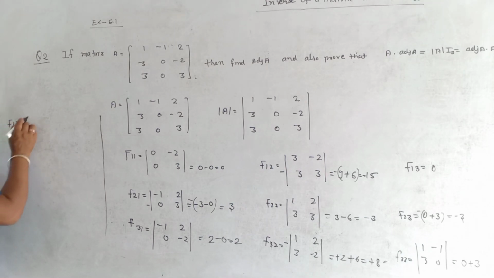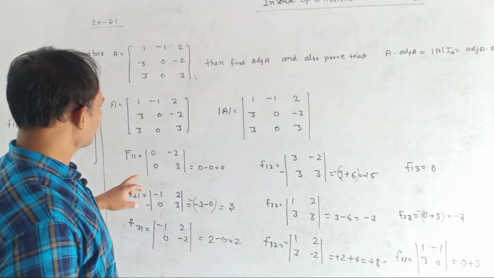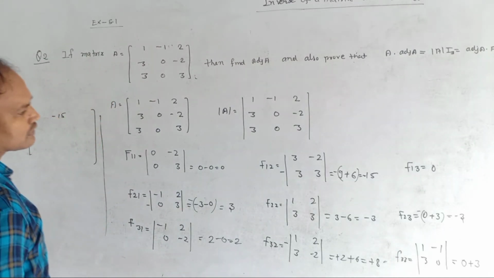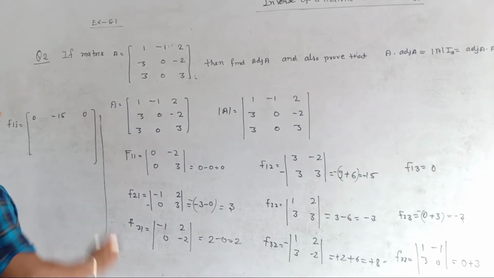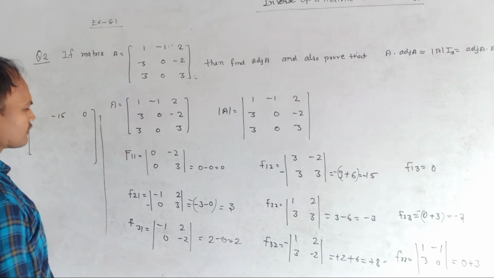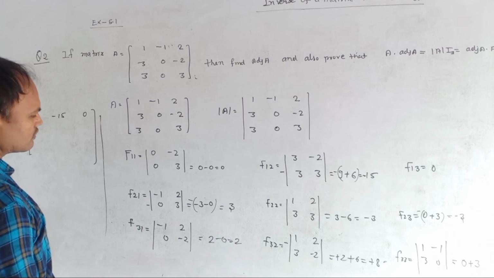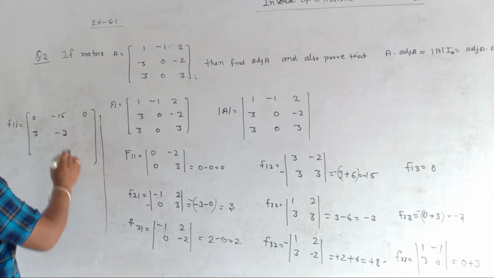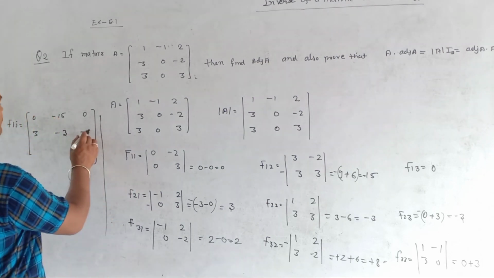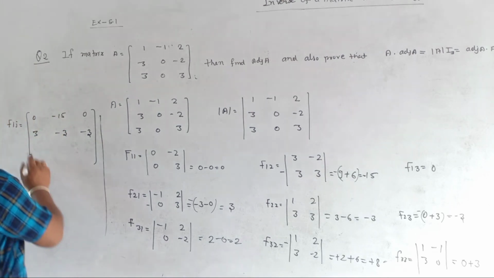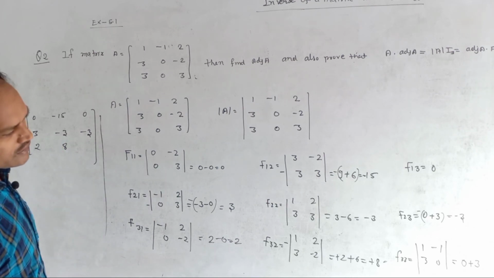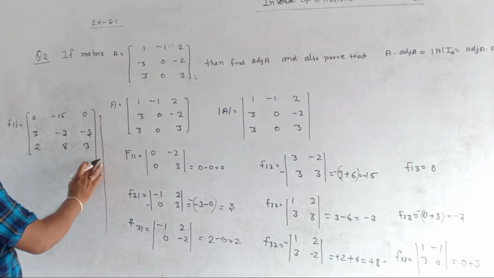Now we are going to find Fij. When we are talking about Fij, it is the matrix of cofactors. So what is the matrix of cofactors? The matrix of cofactors is 0, minus 15, 0, minus 15, 0, and then 3, minus 3, 3, minus 3 and minus 3, it is 2, it is 2 and it is 8, and here it is 3, so it is the Fij.